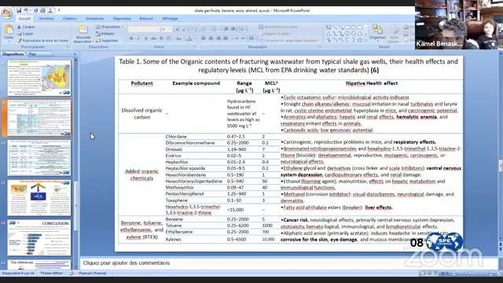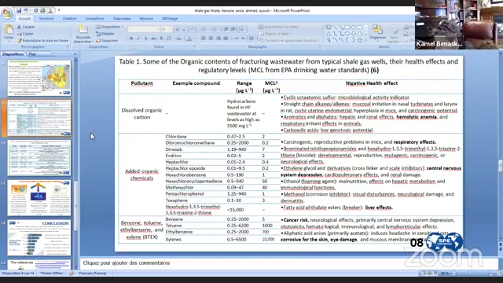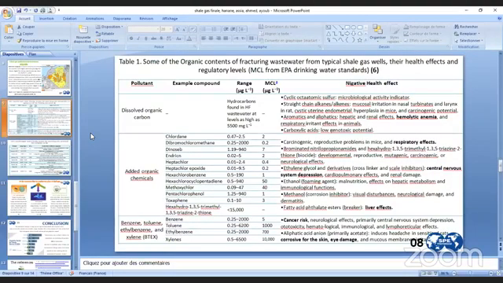This is organic content in fracturing wastewater? Yes. Are you saying this is what comes back? This is what flows back out of the well, right? There was a lot. I've just taken these ones.